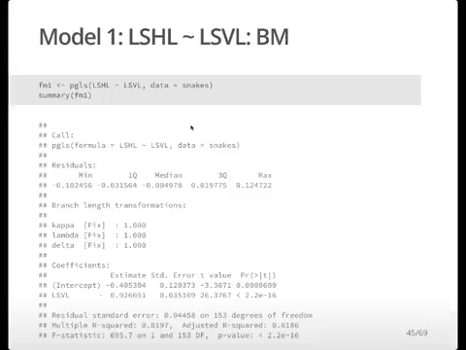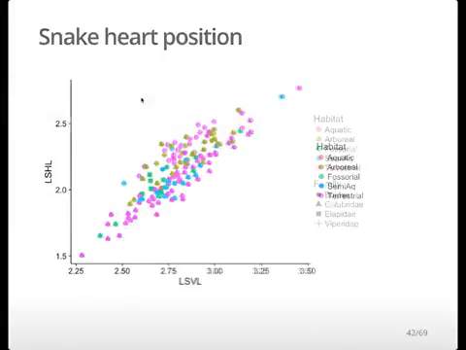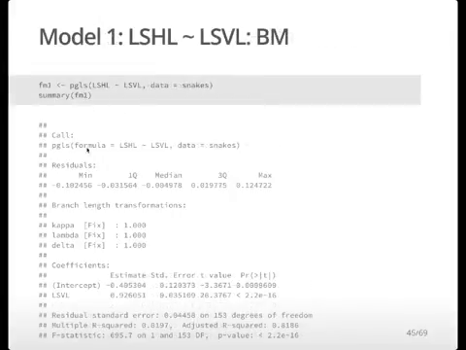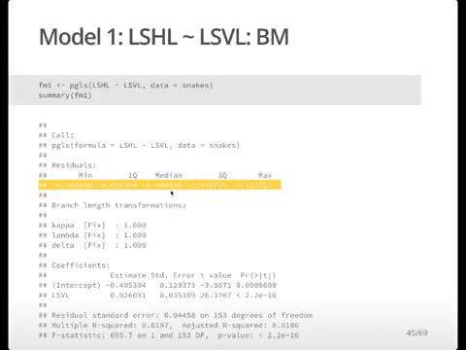So this is model 1: snout heart length modeled by snout vent length with a Brownian motion model. The simplest model we can fit. This is essentially a regression through all these points, as you would in a regular OLS regression. You can see the summary, and we get a lot of the same stuff. We get residuals, which you can interpret more or less like you normally would. These are phylogenetic residuals, so they're a little bit different, but that's okay.